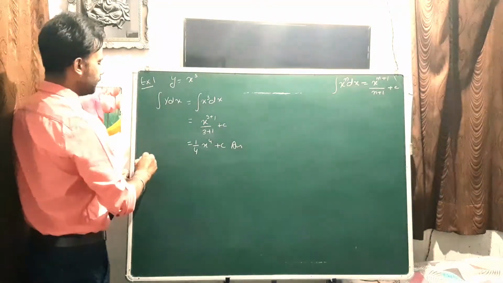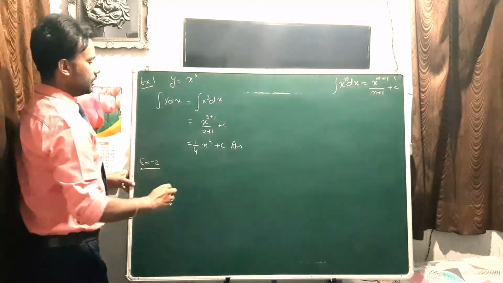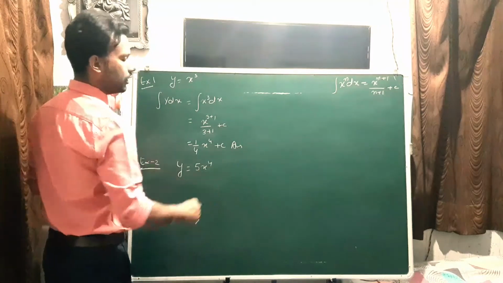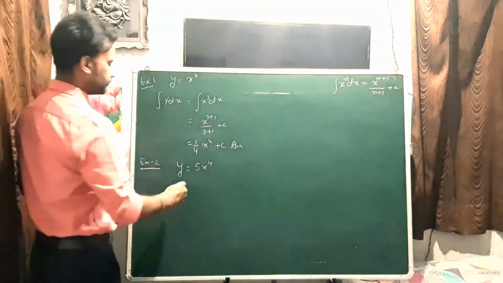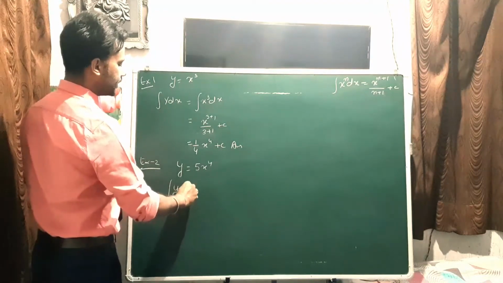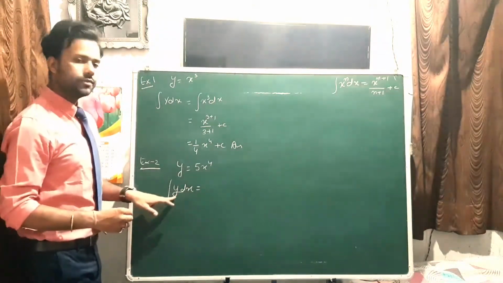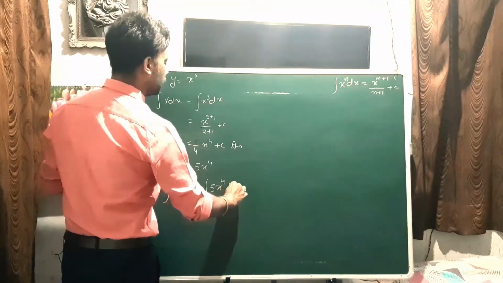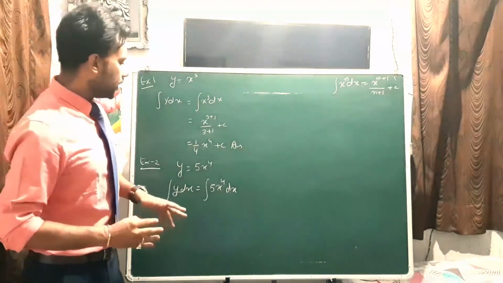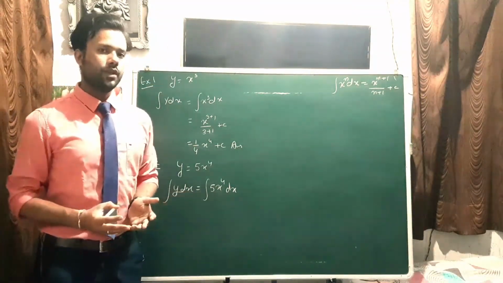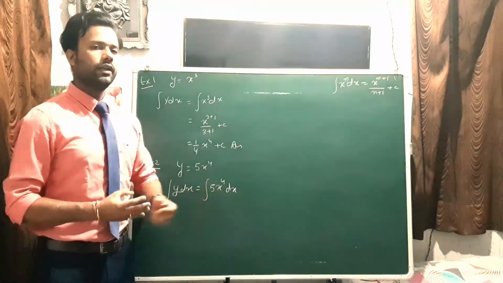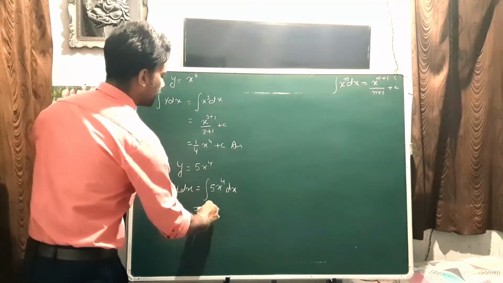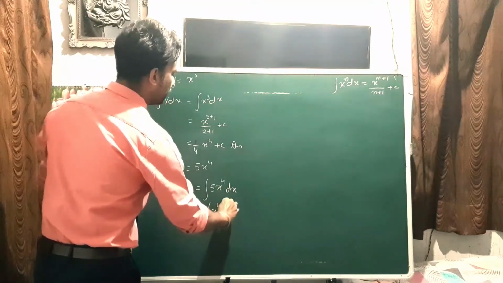Let's take one more example. Example number 2. Suppose y equals 5 x to the power 4. Alright. So integration of y dx. That means we are integrating y with respect to x. So integration of 5 x to the power 4 dx. Now if you remember, whenever we have constant multiplication or division, we take it outside the integration or differentiation. So take this 5 outside, this will become 5 integration of x to the power 4 dx.